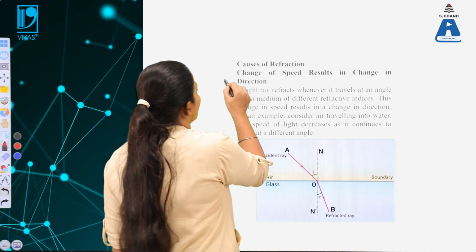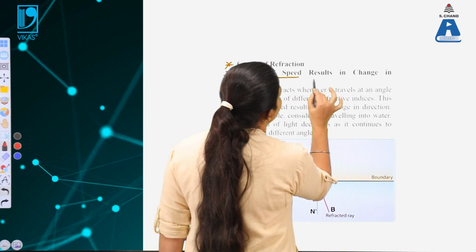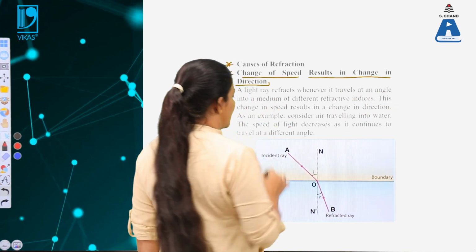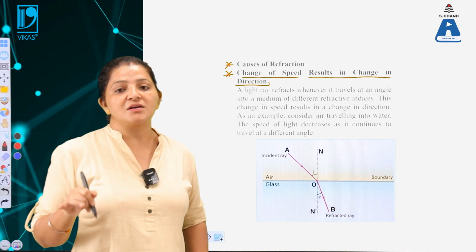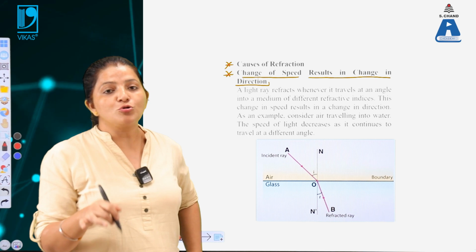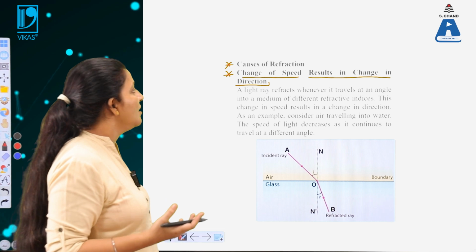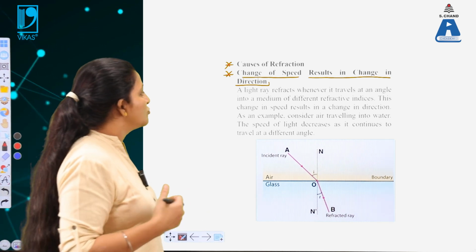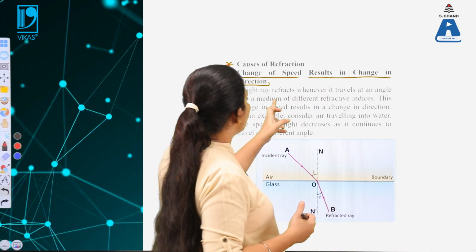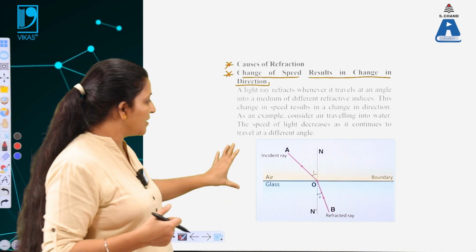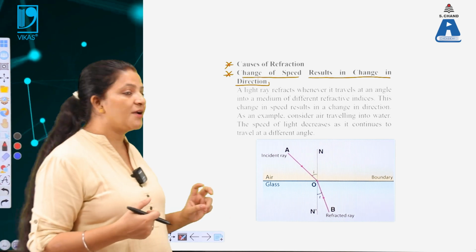So what is the reason for the causes of refraction? The change in speed results in a change in its direction, means the light either moves towards the normal or moves away from the normal. So, due to the change in speed, that will change its direction and that will cause the refraction. We know that the light ray refracts when it travels at an angle into a medium of different refractive index. So, what is required is a different medium of refractive index. Now, we are taking here two media.